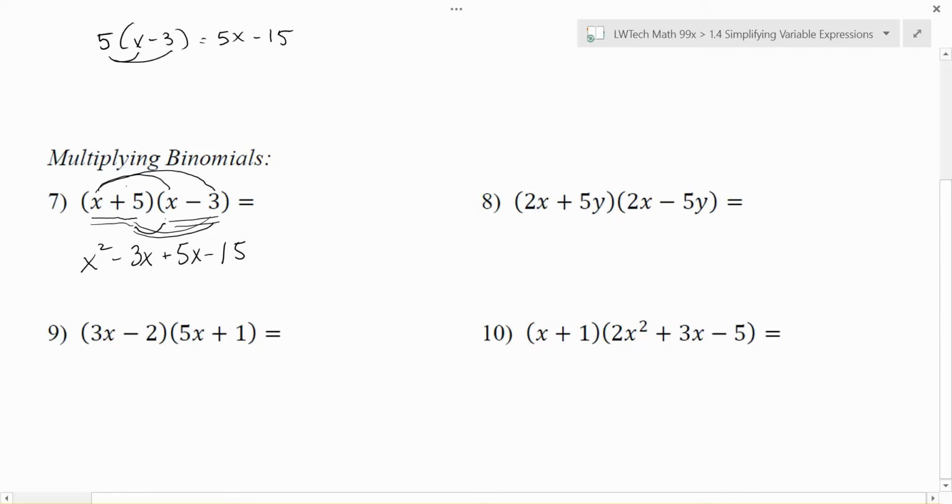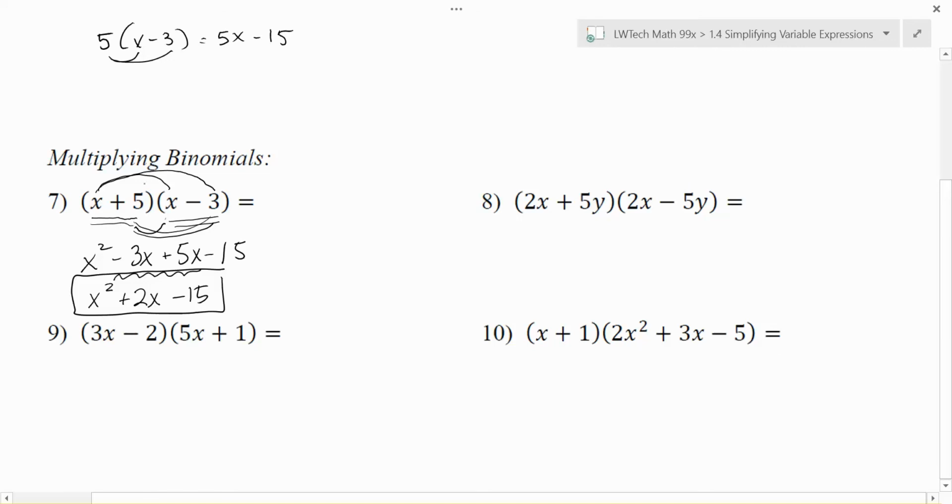So you just have to make sure you remember to multiply both of the pieces if there's a set of parentheses that's being multiplied by a group. Now, don't forget when you're done, your answer's not finished if there are still like terms that can be combined. In this case, I have a minus 3x and a plus 5x in the middle that I can put together. Negative 3 plus 5 is a positive 2. So I end up with x squared plus 2x minus 15 as my solution for multiplying that set of binomials together.